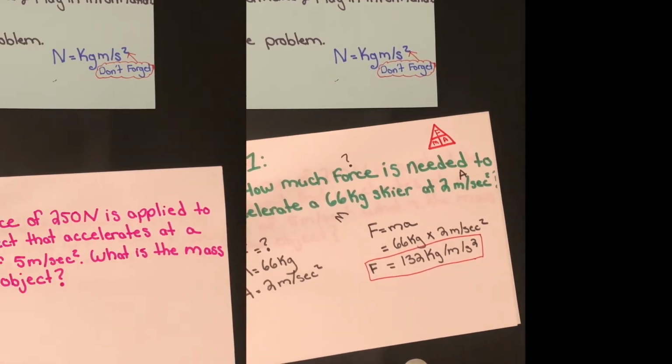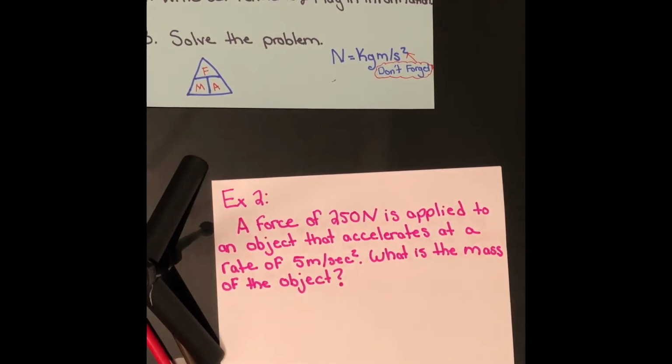So example number 2 states that a force of 250 newtons is applied to an object that accelerates at a rate of 5 meters per second squared. What is the mass of the object?